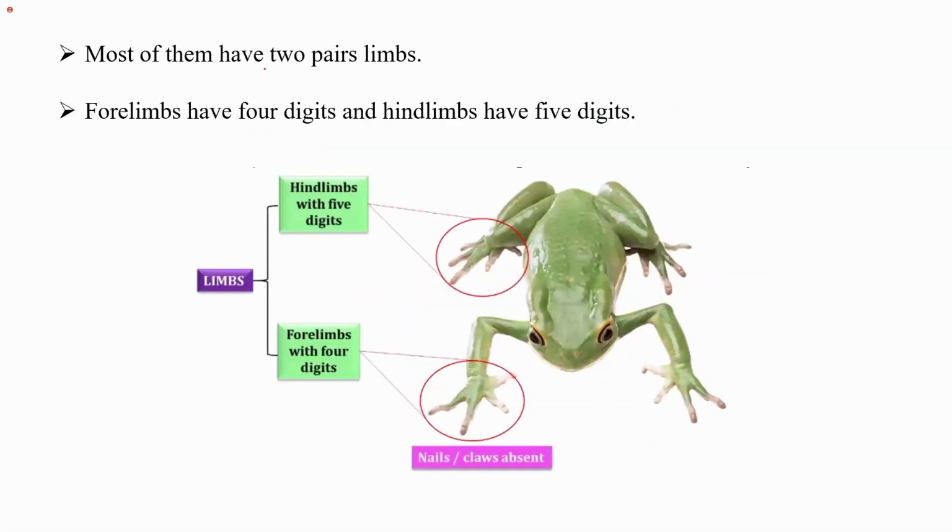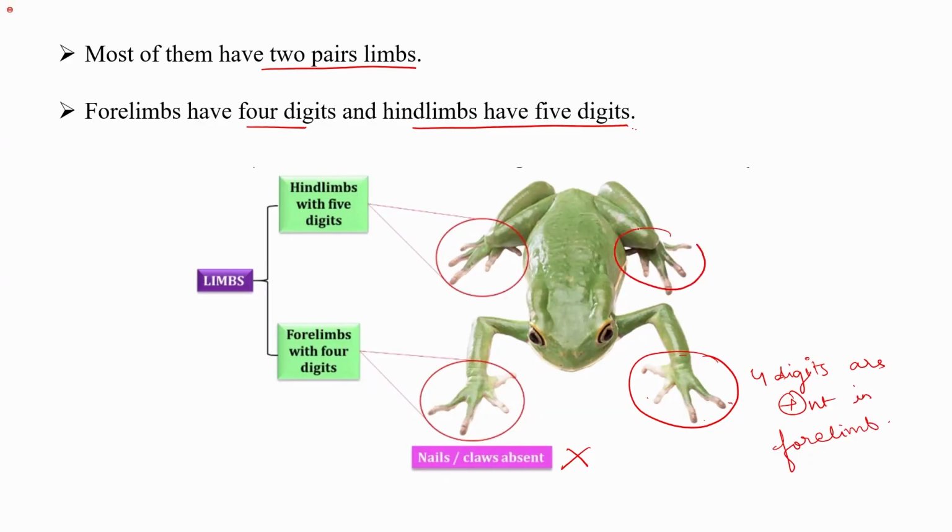Most of them have 2 pairs of limbs, and forelimbs have 4 digits, while the hind limbs have 5 digits. So there is a difference in the digits also. Nails and claws are absent. So 4 digits are present in the forelimbs, while the hind limbs have 5 digits, right?